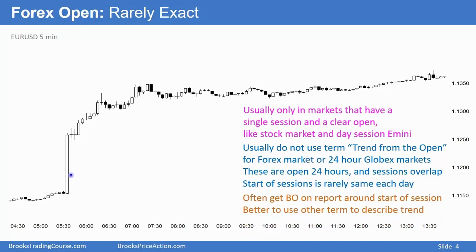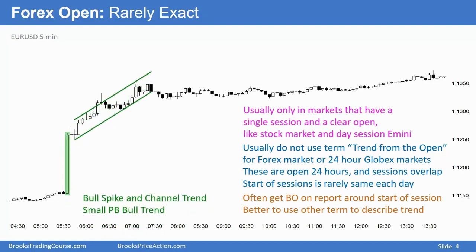There's often a breakout on a report around the start of the session, and I end up using some other term to describe the trend. For example, here I'll just simply call it a breakout. We have a bull breakout and then a channel. For me, this is a bull spike and channel pattern. And it was also a small pullback bull trend. The pullbacks were very small. Rather than calling this a trend from the open, I would call it a spike and channel bull trend.